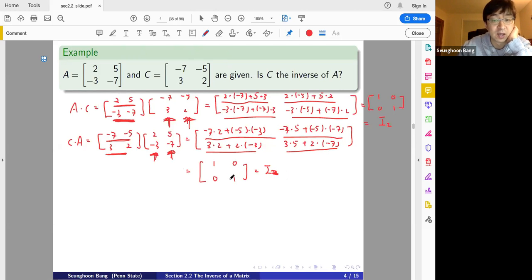So what does it mean? Yes, C is the inverse of A. So we can use this notation: C is the inverse of A.